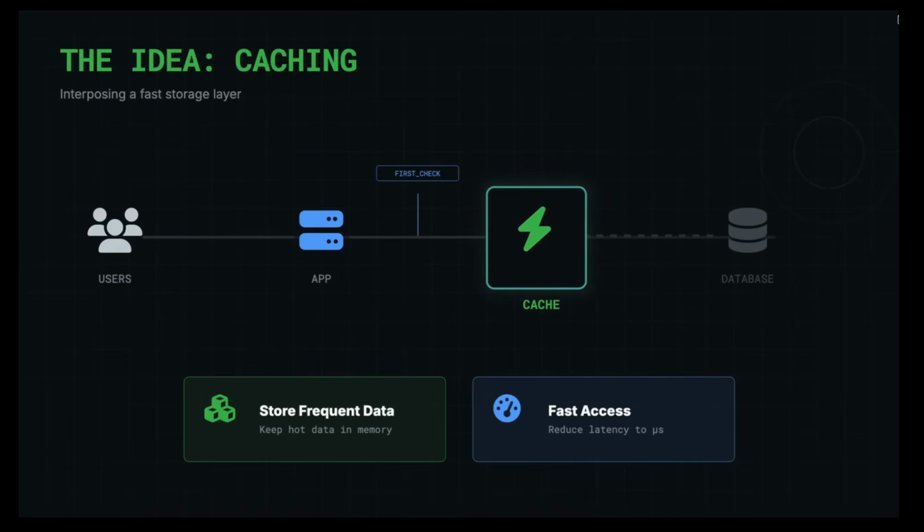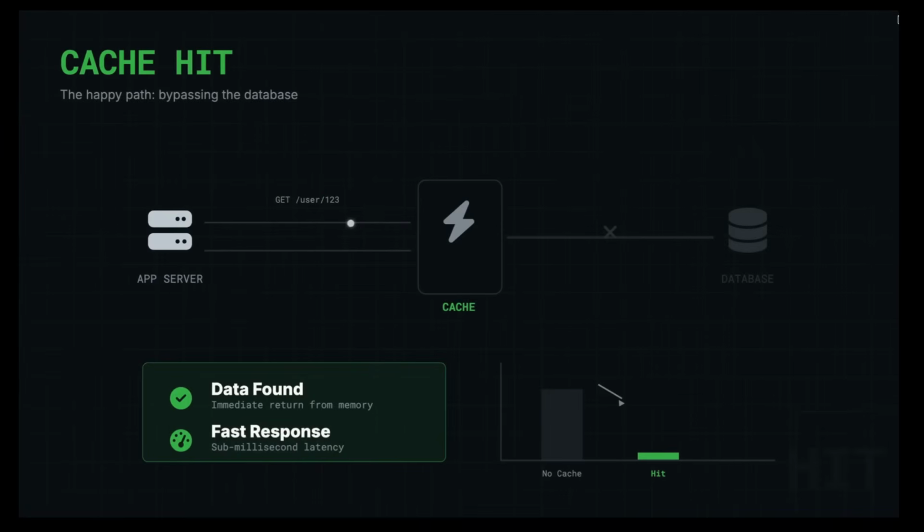Now, there are two important concepts, cache hit and cache miss. So, what is a cache hit? A cache hit happens when the requested data is already present in the cache. So, the flow is the request comes, it goes to the cache and then it returns the response. This is very fast because cache is usually in memory. So, latency is extremely low.